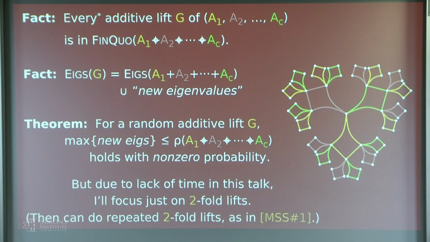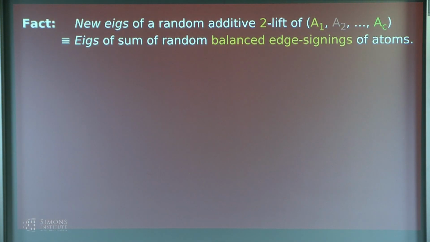Okay. So now we're in a situation where we have some atoms, and we're going to be studying two-fold random lifts of them and trying to understand the eigenvalues of the resulting graphs. Now, something happens that's similar to the usual lifting case, which is that you can characterize the new eigenvalues you get when you do an additive two-lift in a slightly simpler way. The new eigenvalues of the additive two-lift of a bunch of atoms, you always retain the old eigenvalues of the sum graph.